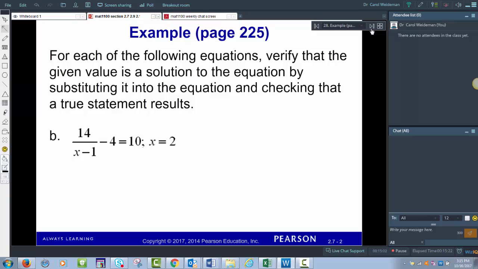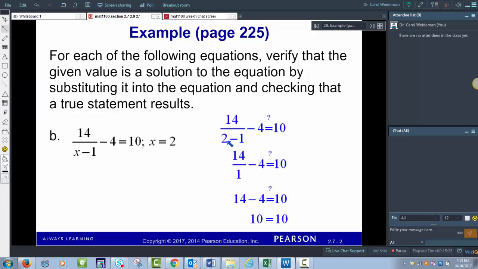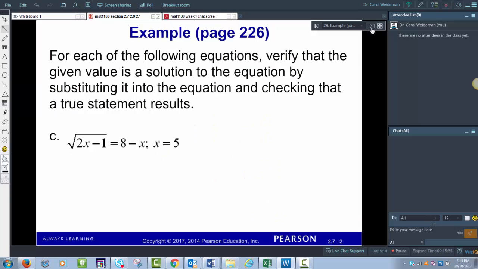Let's try this equation here. We're going to let x equal 2. So I'm going to put in 2 for x. So I've got 2 minus 1 is 1, and then I've got 14 minus 4 equals 10. 10 equals 10. This is a solution. One last one here. x equals 5.